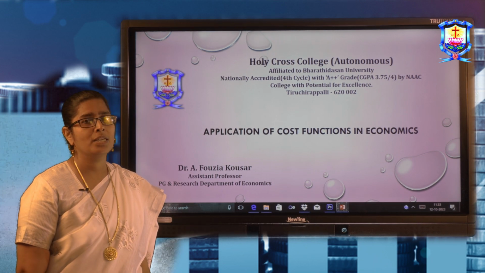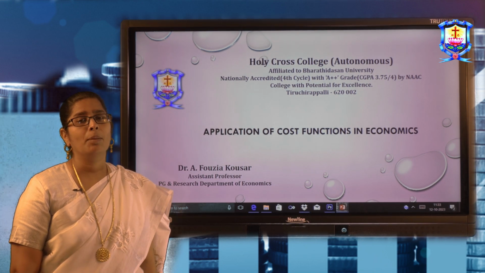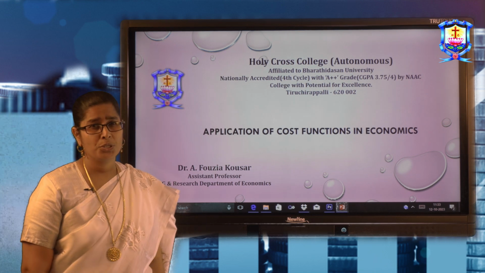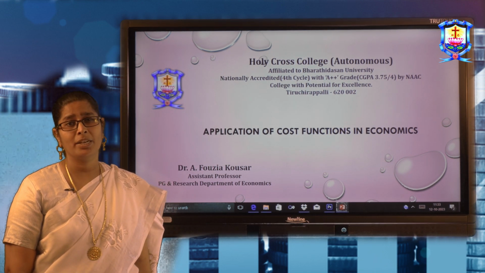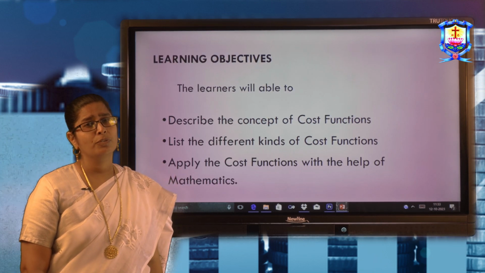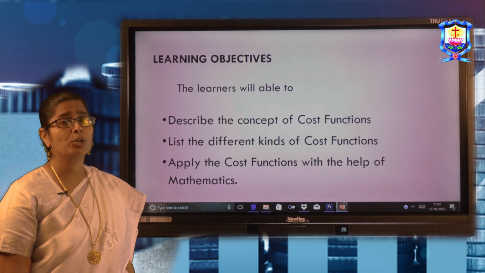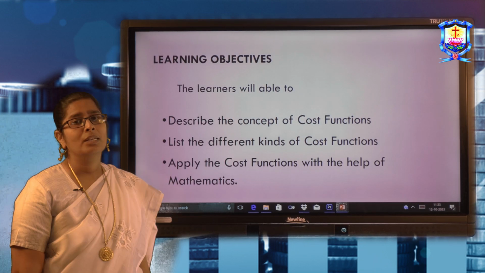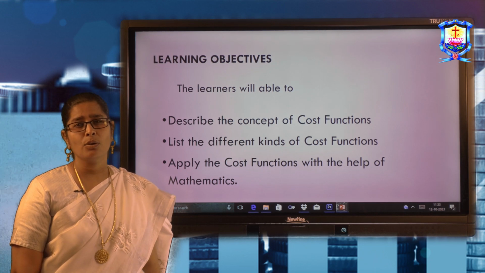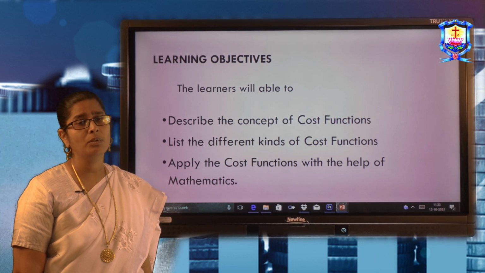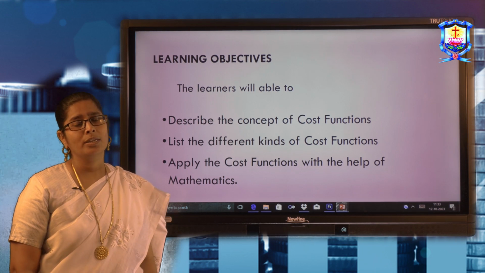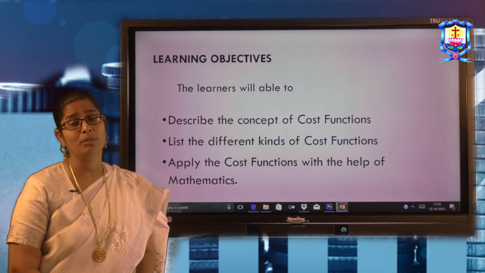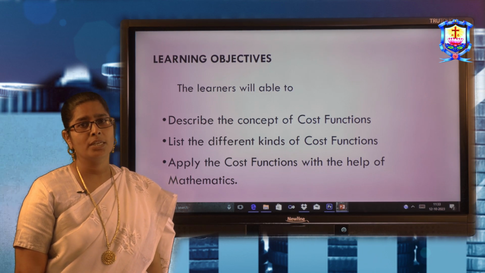We are going to see today the lesson of application of cost function in economics with the relationship of mathematical functions. Objectives of this lesson: to describe the concept of cost function, list the various kinds of cost functions available, and apply this cost function with the help of mathematics. The mathematical tool we use here is differentiation.